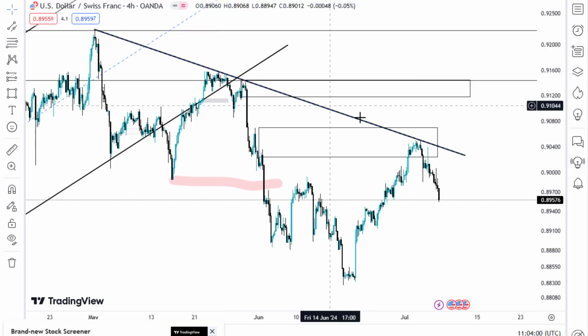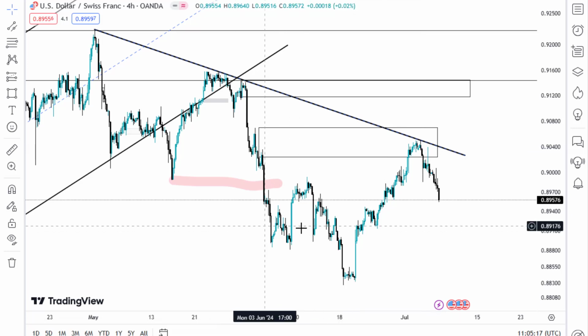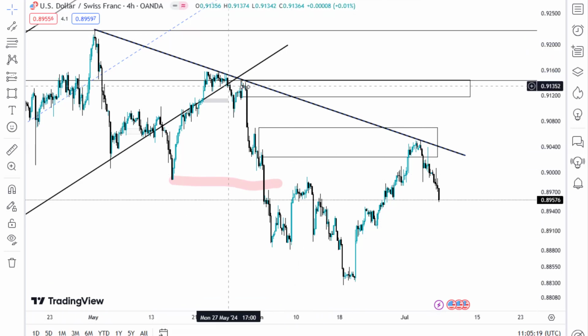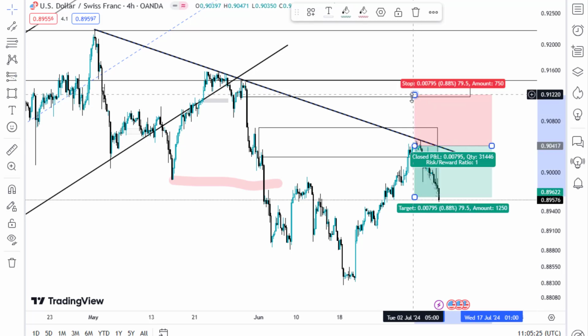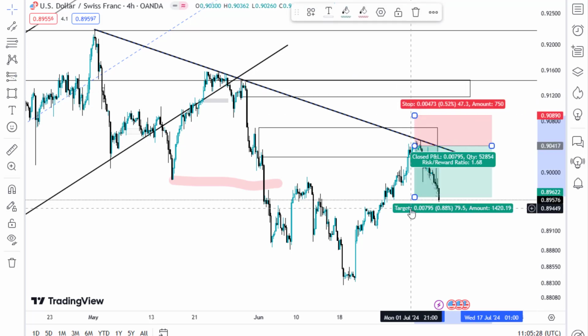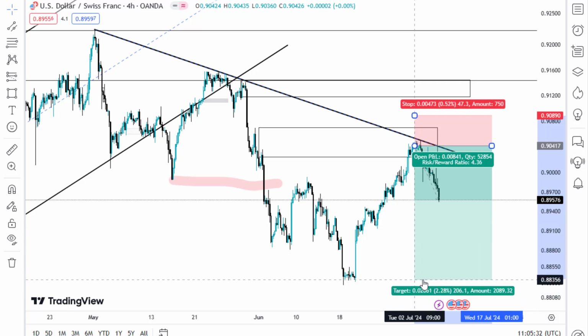We have the trend line that has rejected price three times, and then we have this order block. And here you can see that price rejected, and this was already a sign that we have a sell opportunity here, because we have more than two confluences. Here you can place your stop loss, and then you have your first target maybe somewhere here, and then your second target here, because this is the previous low.